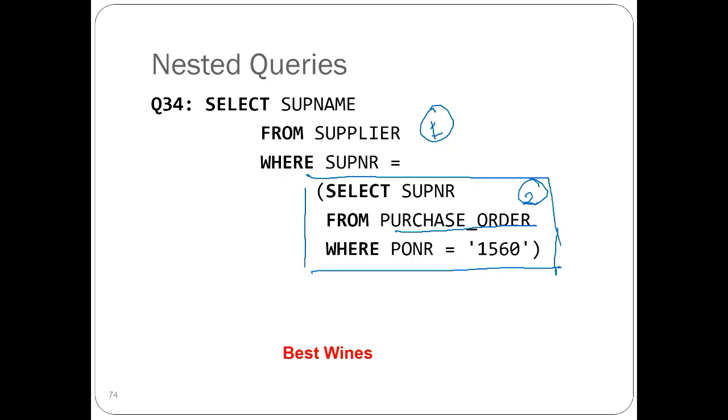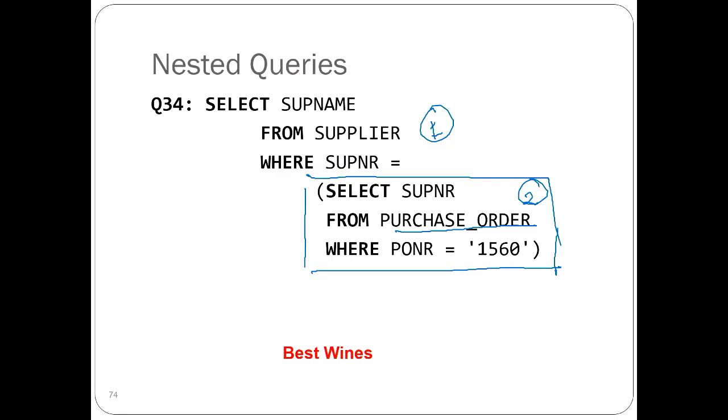So in the inner select query, we want to find out the supplier who has put this purchase order with purchase order number 1560. And in this purchase order table, this purchase order number is the primary key. That's what I remember. I didn't look at that table today, but pretty sure that in the purchase order table, PONR is its primary key. Good. So for this purchase order, you will be able to find out the corresponding supplier number.